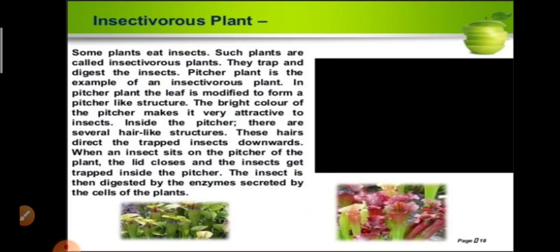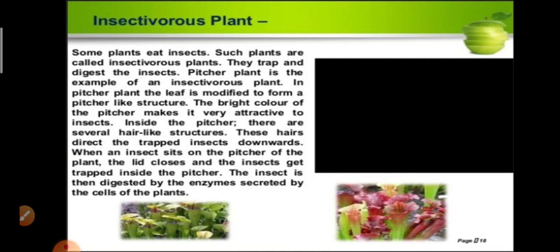Insectivorous plants. Some of the plants eat insects. Such plants are called insectivorous plants. They trap and digest the insects. Pitcher plant is the example of an insectivorous plant. In pitcher plant, the leaf is modified to form a pitcher-like structure.